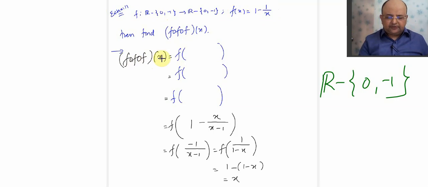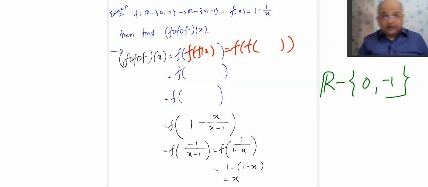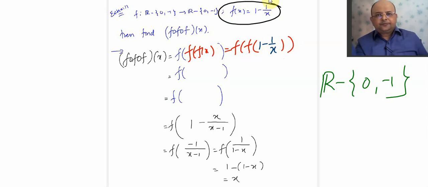What is f of x? I want to find out f of x. Let me simplify this. f of x is 1 minus 1 upon x. Now sometimes you should study the nature of the function also.